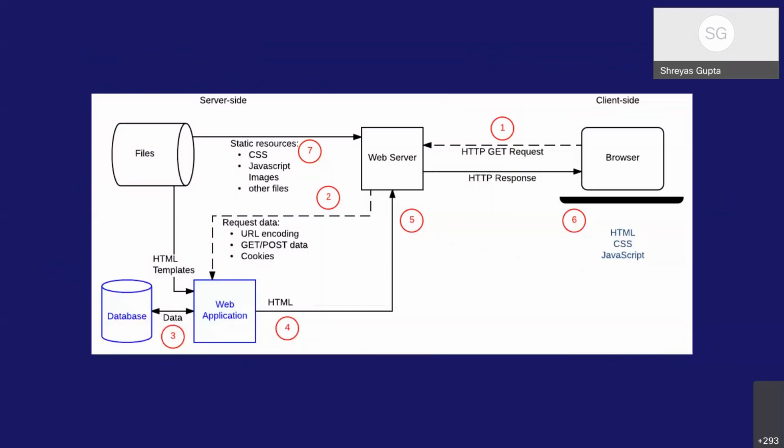Okay, so this is a more in-depth diagram. Server side, client side, as you can see. So in your browser, let's go by numbers, okay? First, number one, what happens is when you send a request, you say shreyasgupta.in. You tell your browser, I need to go to shreyasgupta.in. So there is an HTTP GET request that goes to the server, basically the server behind shreyasgupta.in. That request goes there.